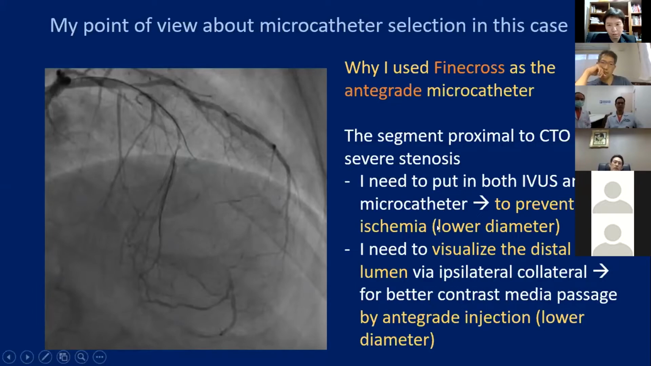Because the 5 Cross has a lower diameter, I selected it to prevent ischemia to the vessel, and also I need to visualize the distal lumen by contrast injection through the microcatheter and through the ipsilateral collateral channel. Because the 5 Cross has a lower diameter, it can better visualize the distal vessel, I think.